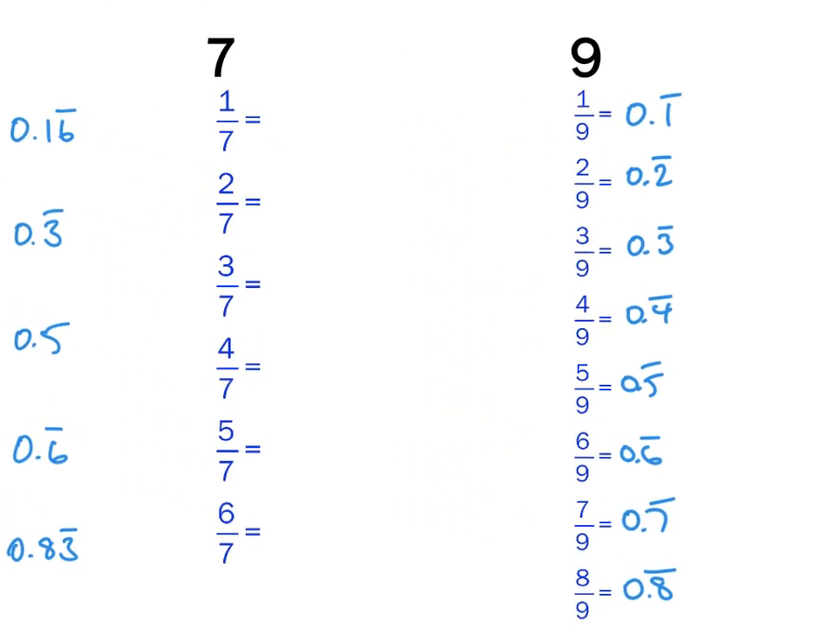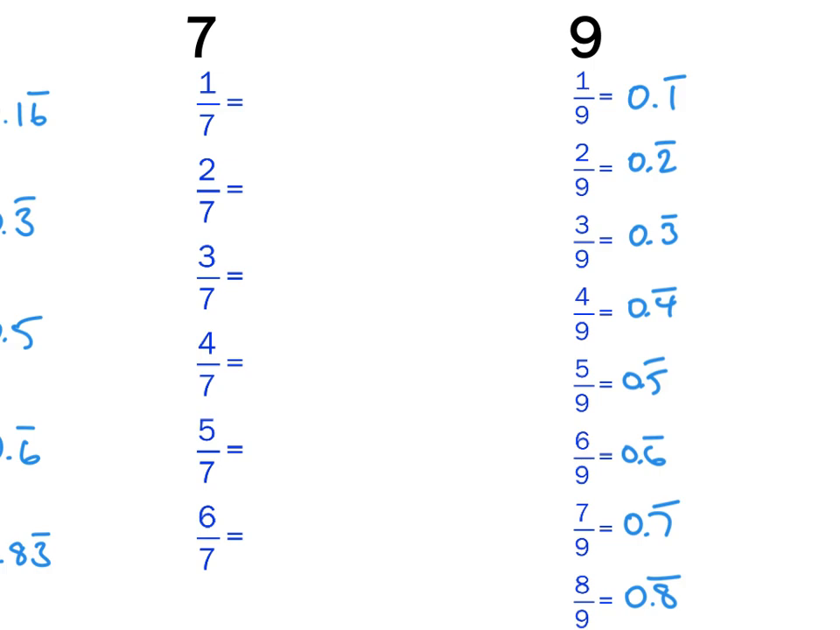So 1 out of 7 is 0.142857 repeated. Just repeats those digits. 2 out of 7 is 0.285714. Now I want you to look at something kind of cool here. You're starting at 2.8, 2.85714. The numbers go in the same order, they just start at the 2.